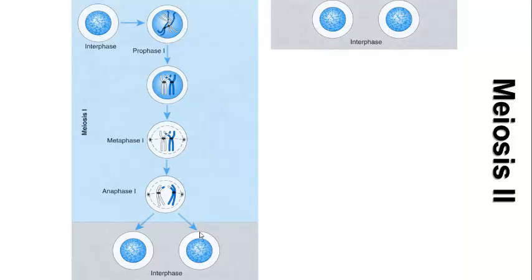Because recall in meiosis 1, the male produces two secondary spermatocytes. These cells in interphase, of which there are two, best reflect the situation that you would have in the males, because you have two secondary spermatocytes resulting from the first meiotic division.